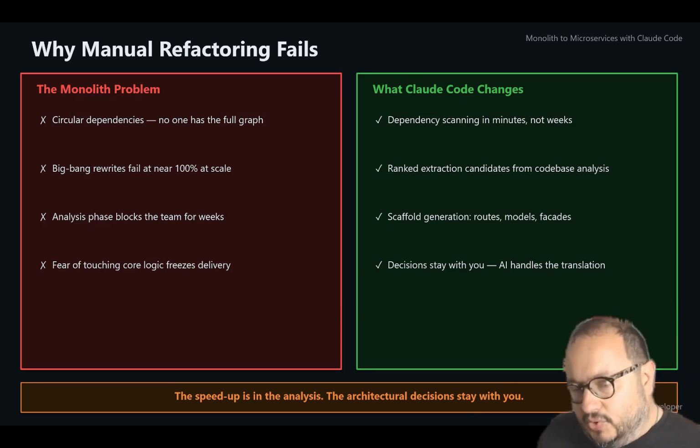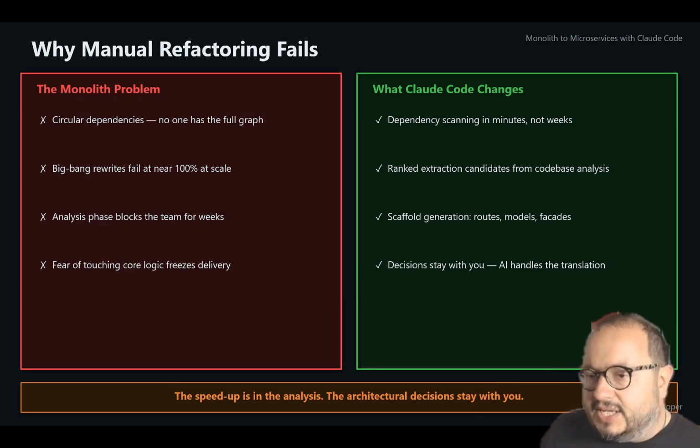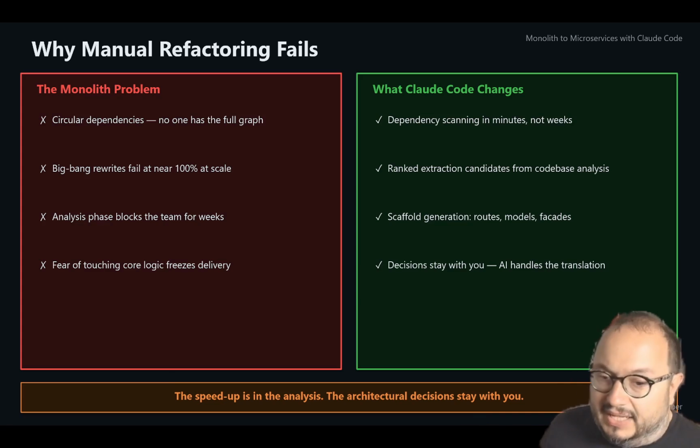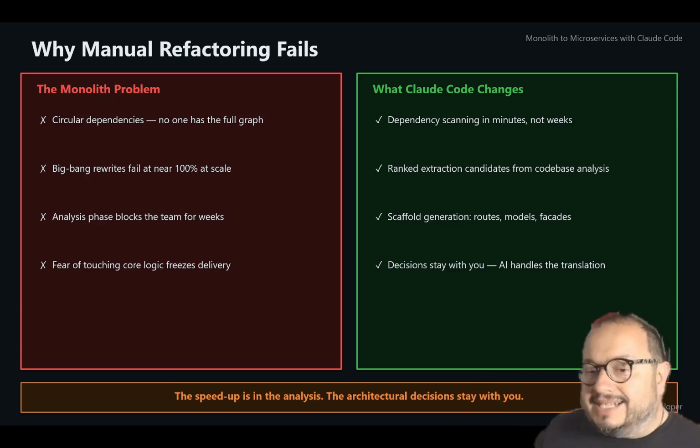The approach I use: Claude Code does the dependency scanning and candidate selection. I make the architectural decisions. Claude Code generates the scaffold. I review and own the output. The speedup is real, but so is the principle. Agentic automation accelerates the judgment. It does not replace it.